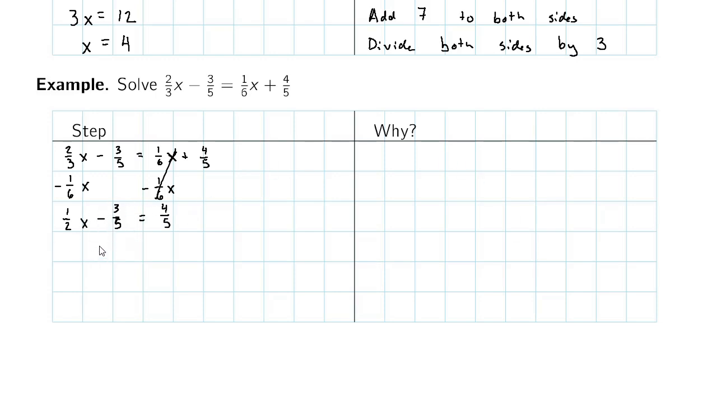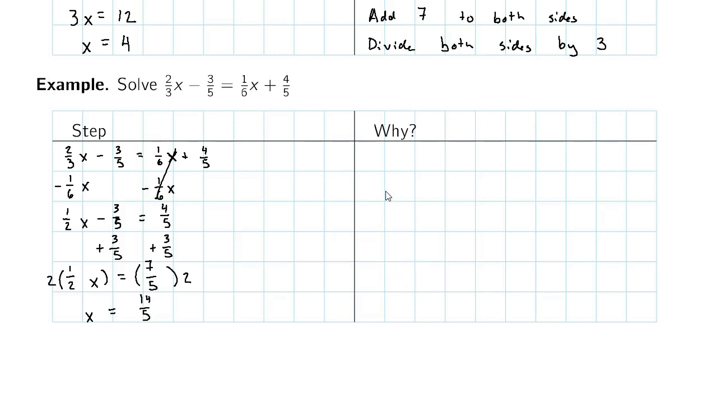Next, I need to get rid of this minus 3/5. So I'll add 3/5 to both sides. 1/2 x equals 7/5. And then the last thing I want to do is get rid of that 1/2. I can think of this as dividing by a half if I want to, but I think it's easier in this case to think of it as multiplying by 2. And I get x equals 14/5.